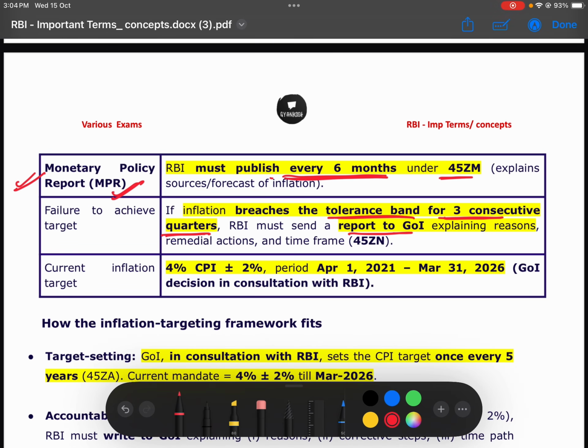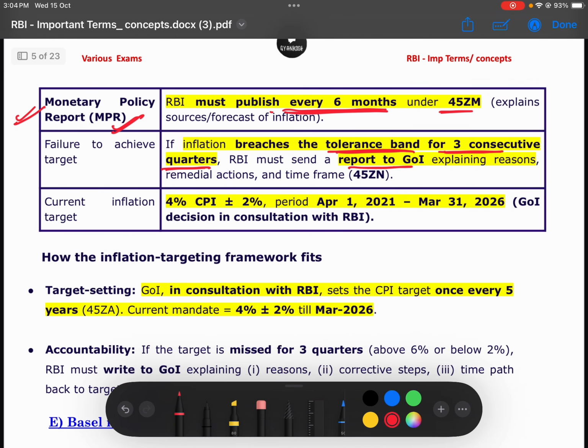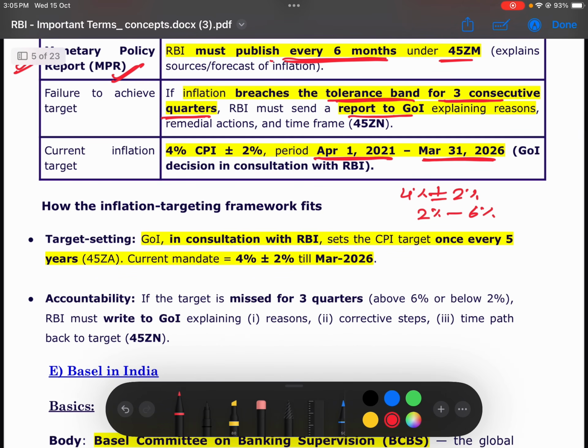So what is the tolerance band? Every 5 years, the Government of India takes a decision in consultation with RBI on how much the inflation target should be. Currently, for the period from 1st April 2021 to 31st March 2026, that band is 4% plus or minus 2%. So if inflation is from 2% to 6%, then RBI need not give any explanation. And on 31st March 2026, they will again decide what the inflation target will be for the next 5 years.